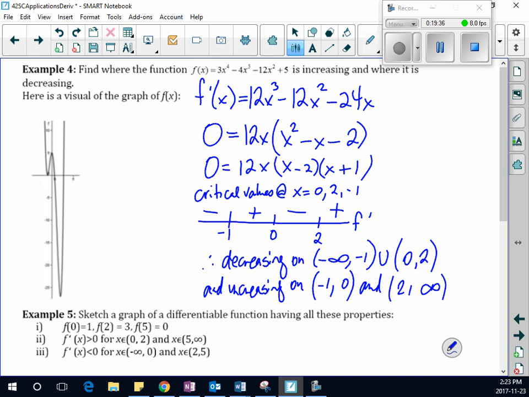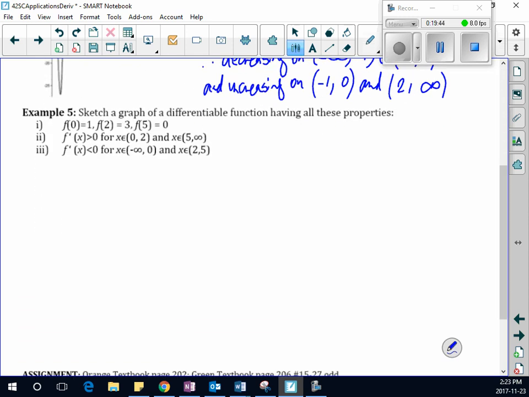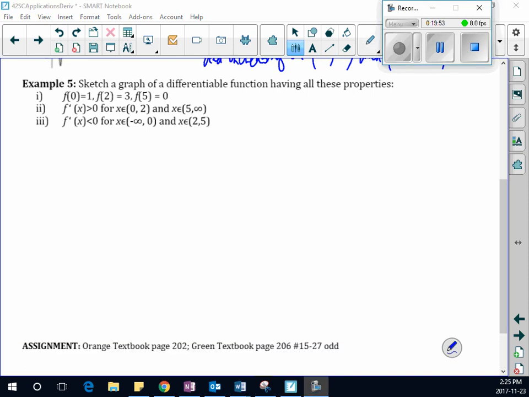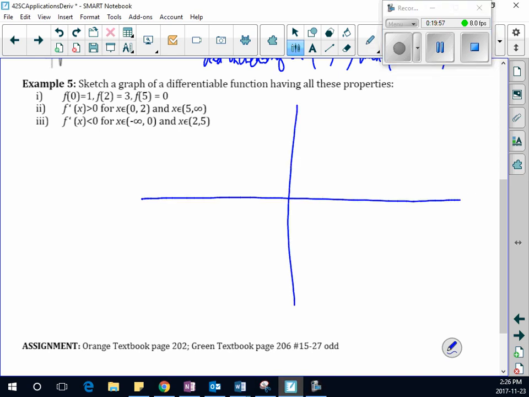Okay, this is actually kind of exciting to do, example 5. It is, because we're going to sketch, and they give you this information, and you have to just sketch what's going on there. So what should we do here? I'm going to make a coordinate plane. x and y, or f of x, I guess.